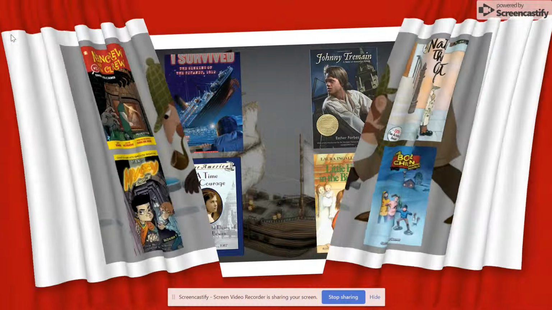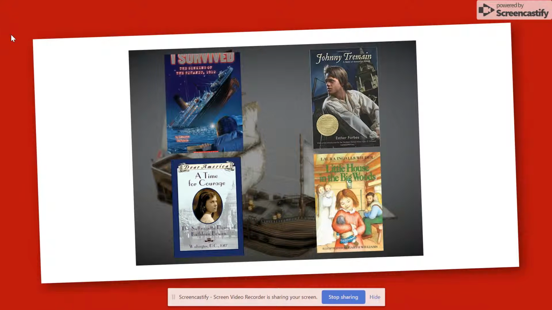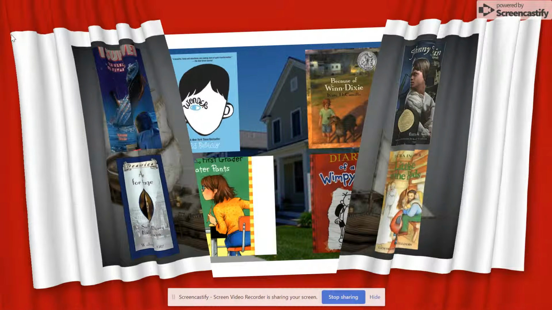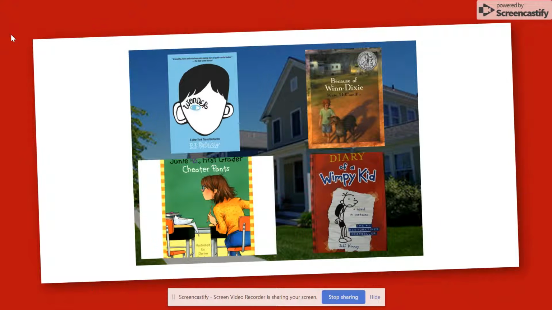Here are some books that would be considered historical fiction: The I Survive series, Johnny Tremain, A Time for Courage, a Dear America book, and Little House in the Big Woods. And finally, here are some realistic fiction pieces: Wonder, Because of Winn-Dixie, Junie B. Jones, and Diary of a Wimpy Kid.